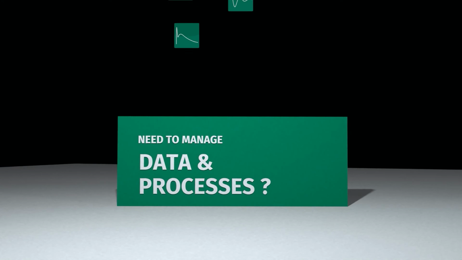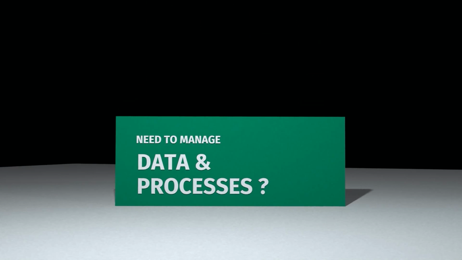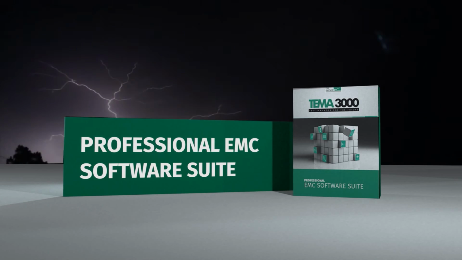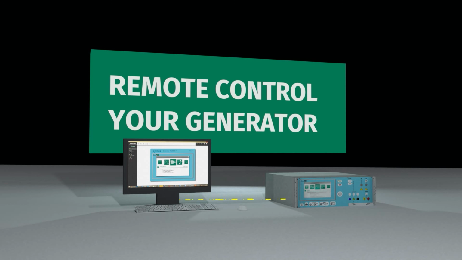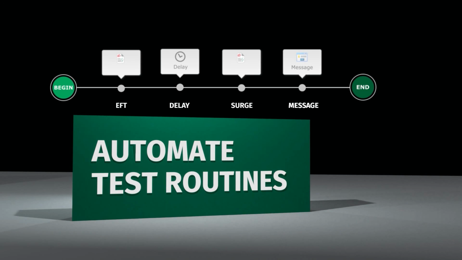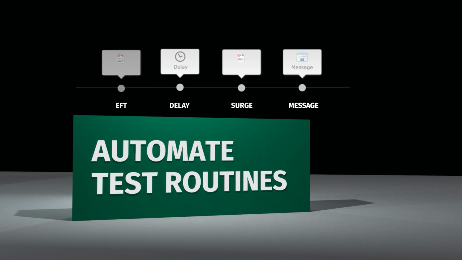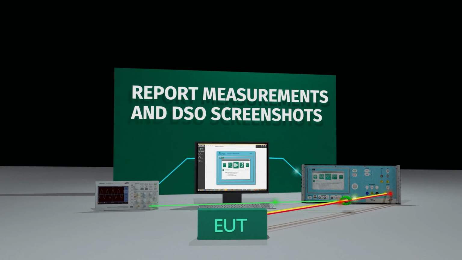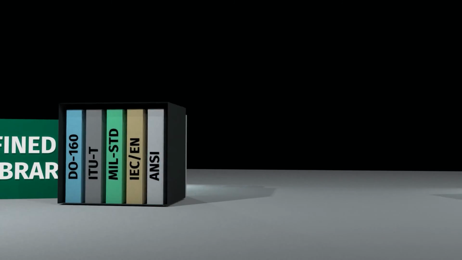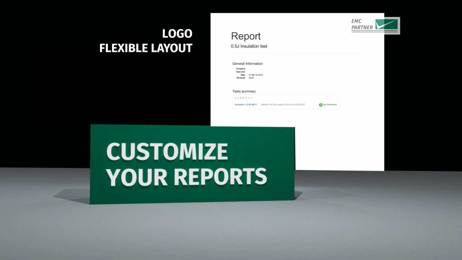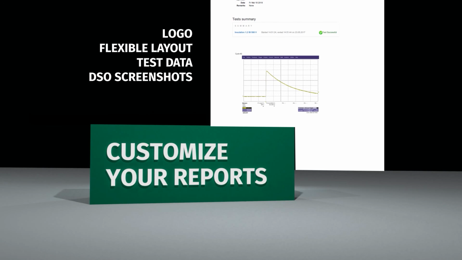Now let's take a look at the EMC Partner Tamer 3000 software, a professional software suite that enables remote control of all of our EMC partner generators. We can automate test routines and build complex sequences. We can also take report data from the DSO and measurement data. The predefined test library includes all basic standard requirements, but most importantly, the test report can be customized for individual requirements.